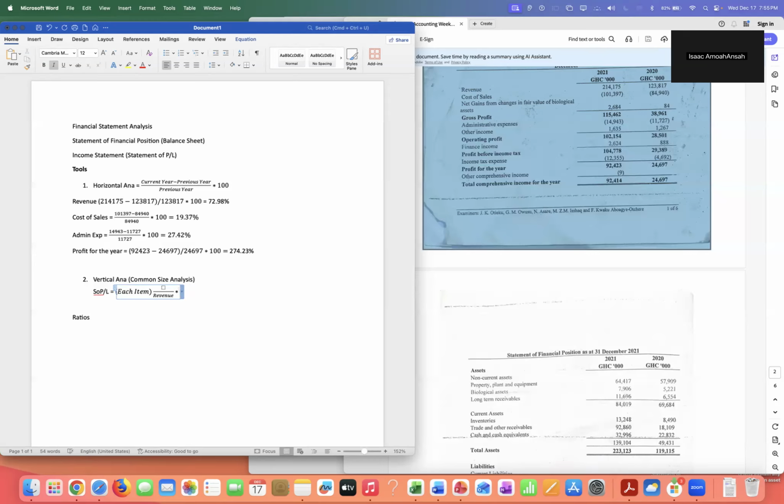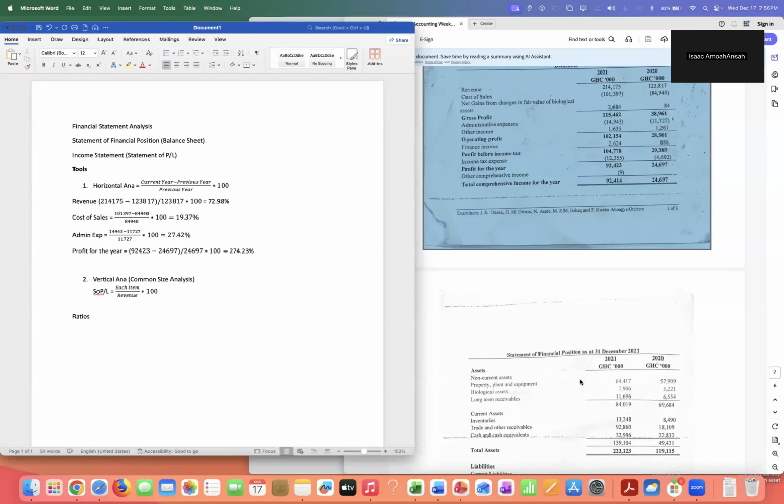Why is this not fitting? Okay. All right. I think this is nicer. Then it means this guy has to go. All right. Each item divided by revenue times 100. If we go to the financial position, we don't have revenue there. So the formula may sway a little.